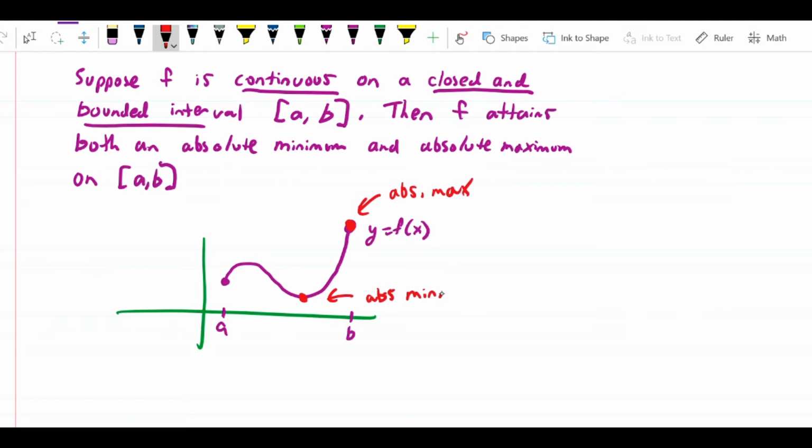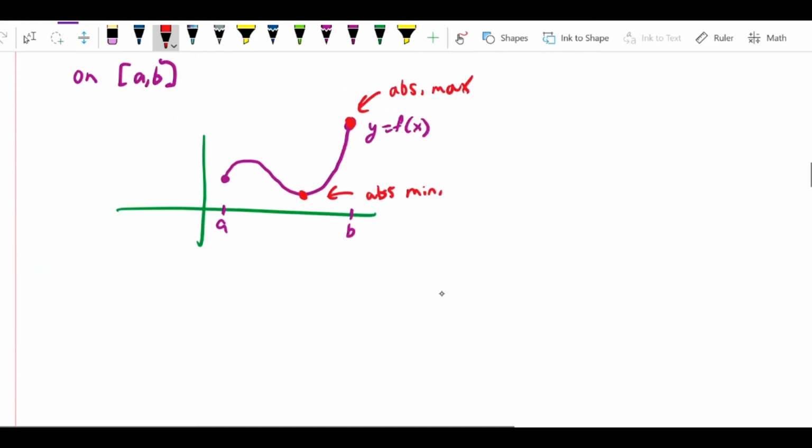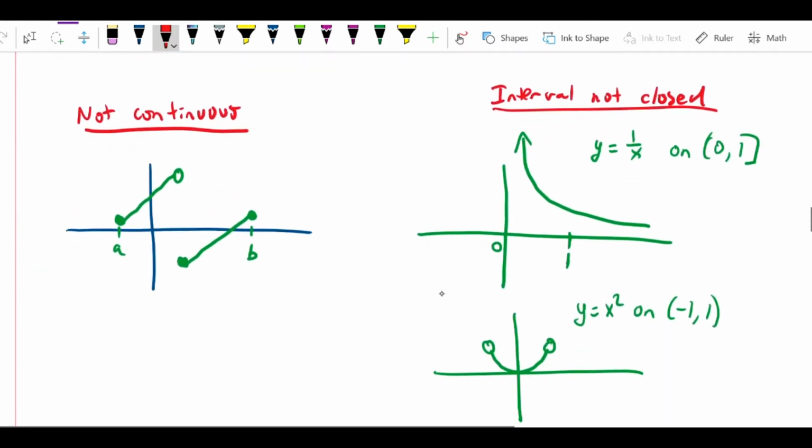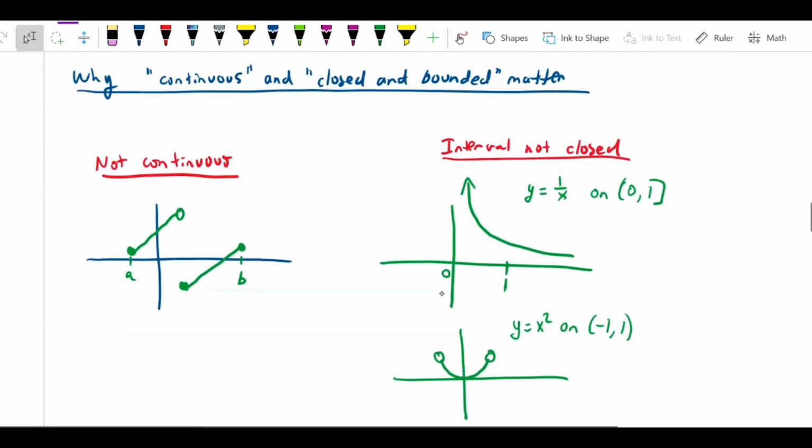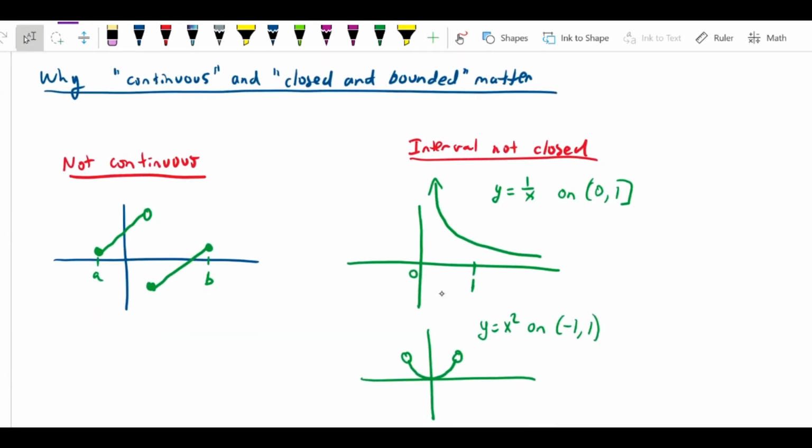Now you might say to yourself, well, doesn't every function have to have a maximum value and a minimum value? But the answer to that is no. And I want to show you why these two conditions are actually important. Let's look at why continuous, closed, and bounded matter as conditions. On the left, you see a function where I've drawn it so it's not continuous on the interval AB. It's defined on the entire interval AB. Even at this point here, it's broken, but it is defined at that point. So this function does not attain a maximum.